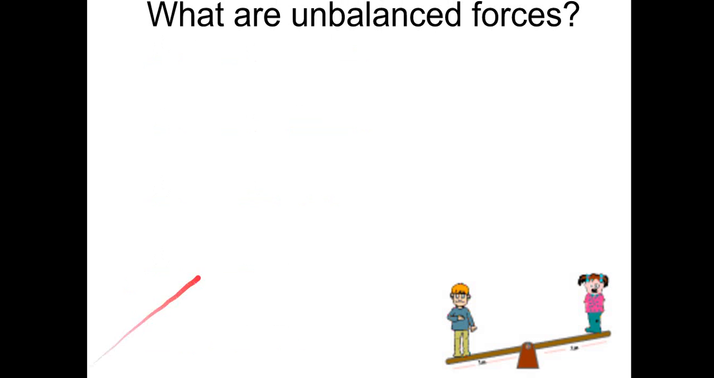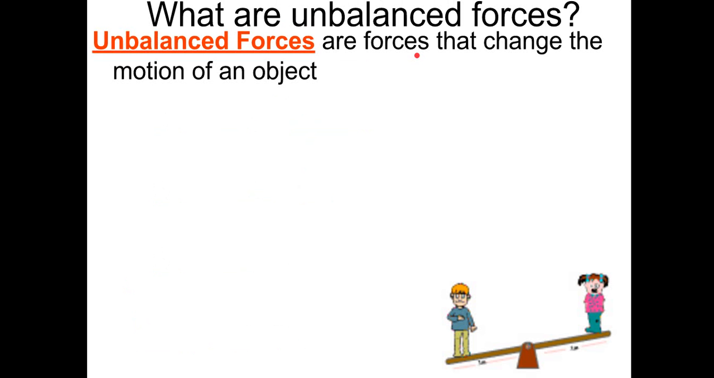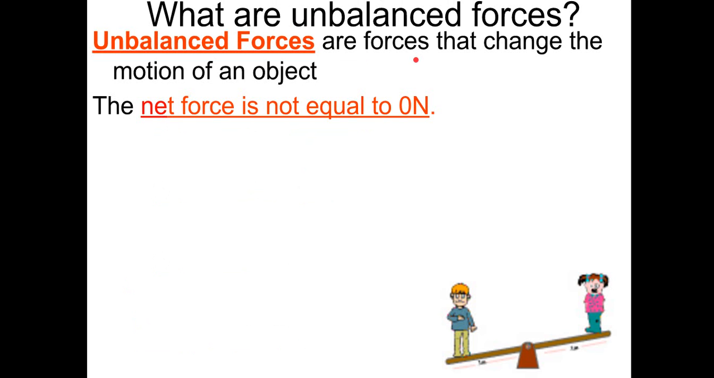So now we just talked about balanced and unbalanced forces. So unbalanced forces, what really are they? They're forces that change the motion of an object. So anytime you have an unbalanced force acting on an object, you have a change of motion of that object. So the net force is not equal to 0. It's equal to anything other than 0. It can be equal to 1, it can be equal to 200, it can be equal to 539. It just doesn't matter as long as it's not equal to 0.